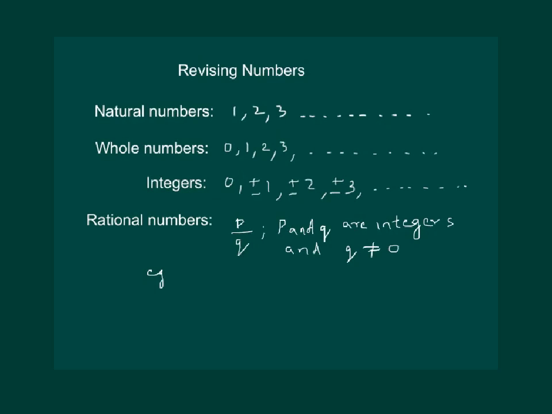For example, -2 by 3 is a rational number, 6 by 7 is a rational number, and so on. Also, all the integers are rational numbers, since we can write 2 as 2 by 1 or -3 as -3 by 1. So, we can say that all integers are rational numbers.